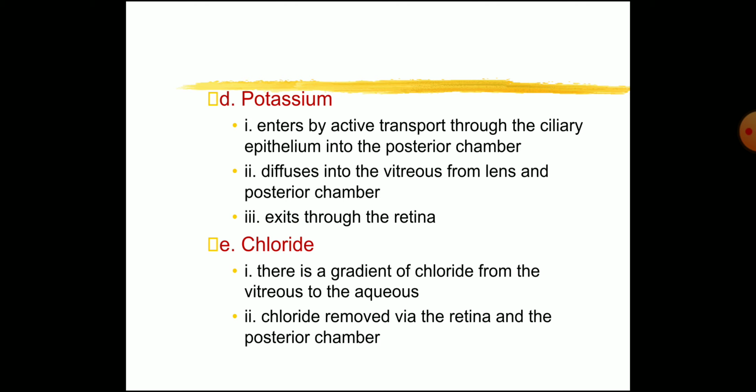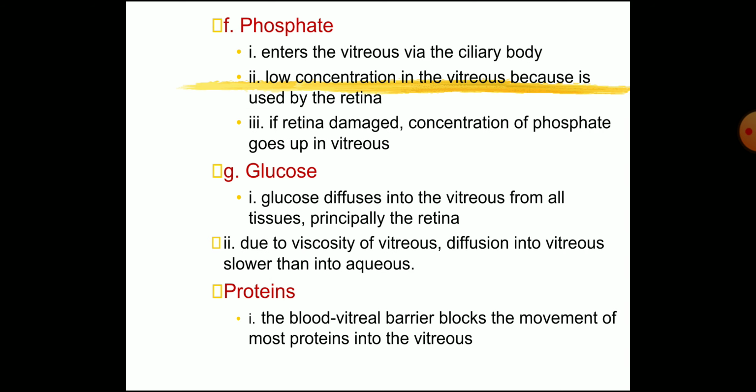Next is the chloride. There is a gradient of chloride from the vitreous to the aqueous. Chloride is removed from the vitreous via the retina and the posterior chamber.